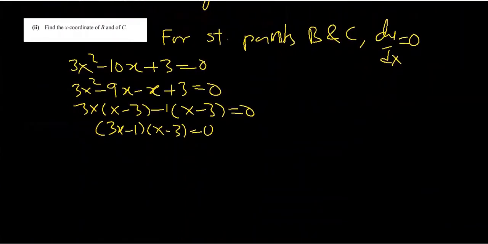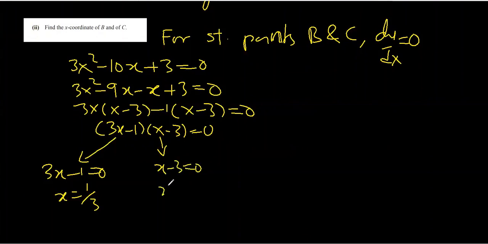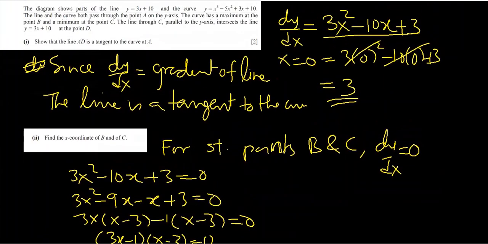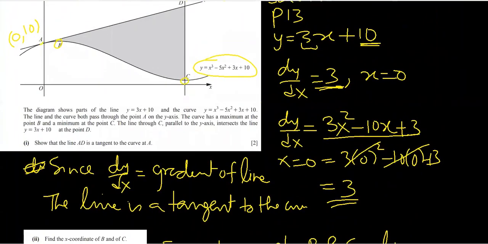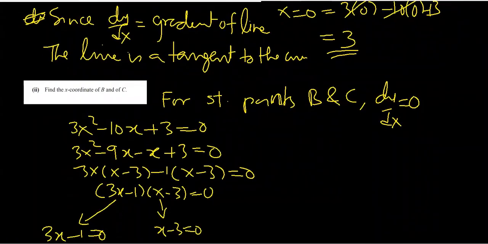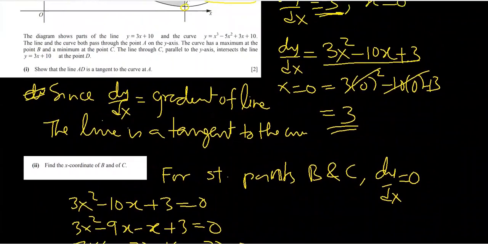This one, 3x minus 1 equal to 0, will give us x is 1 over 3. And x minus 3 equal to 0 gives x equal to 3. Obviously, 1 over 3 is the x coordinate of the first point, which is on the left side, the lower point, which is B, and 3 is the x coordinate of C.